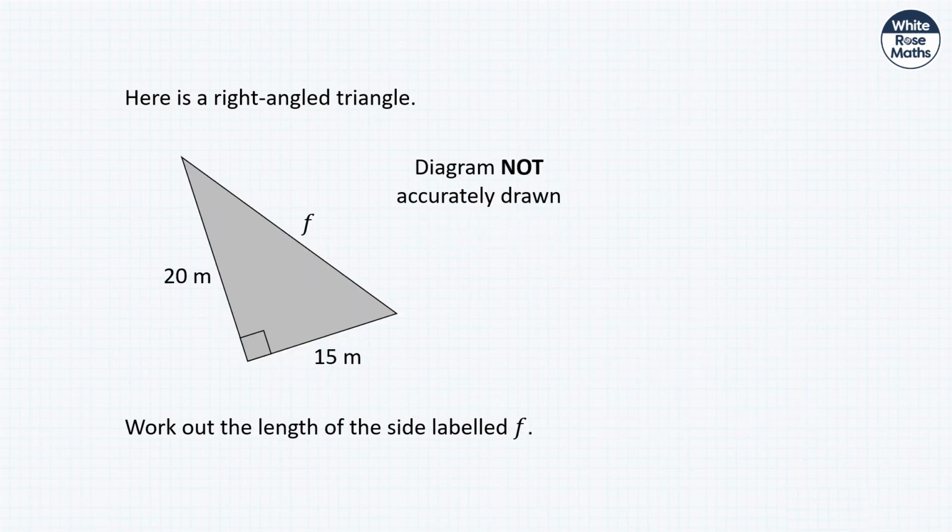This next one, similar idea. Here is a right angled triangle. Diagram is not actually drawn. Work out the length of side labelled F. So it'll be 20 squared plus 15 squared is equal to F squared. Again, they will obviously use any letter in the exam, so don't be put off by what letter they use.